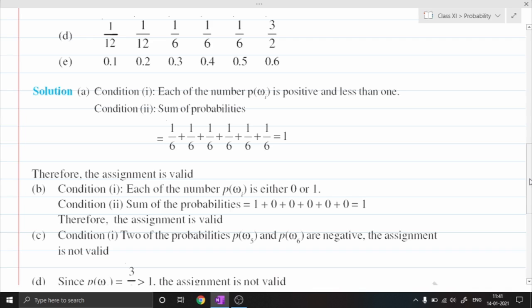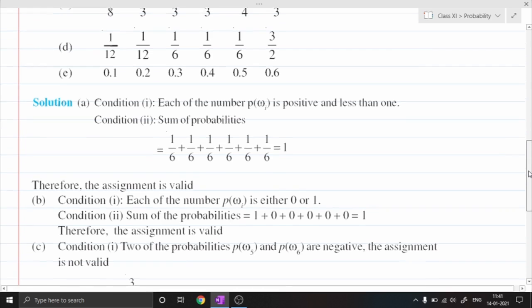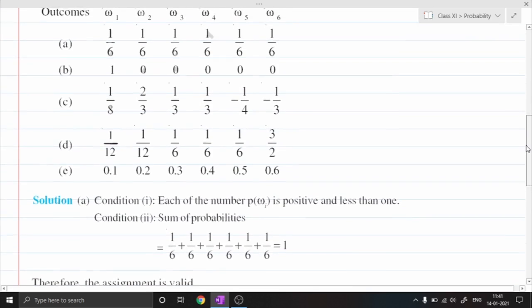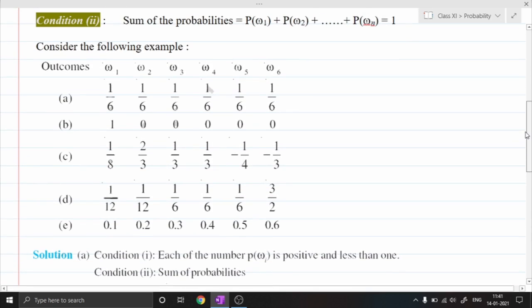So I hope there is no confusion in this part. Remember only one thing: the assignment can have a value between 0 and 1, including 0 and 1. The condition is that the sum of all the probabilities should be equal to 1. The second condition should be followed properly. Otherwise, it can have the value 0 as well as 1, or any other value between 0 and 1.